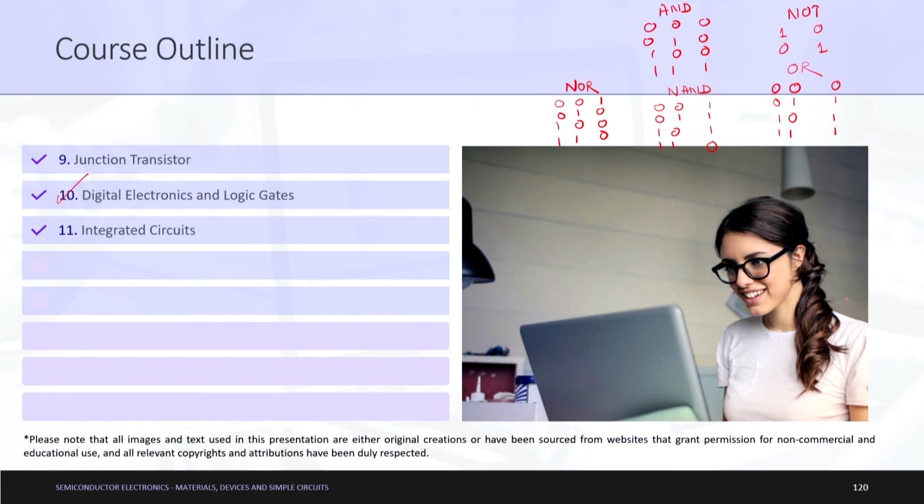We understood what is the difference between analog signal and digital signal, and that was all about the 10th topic. Moving on, let us understand the 11th, that is integrated circuits, and then we can move forward with the summary.